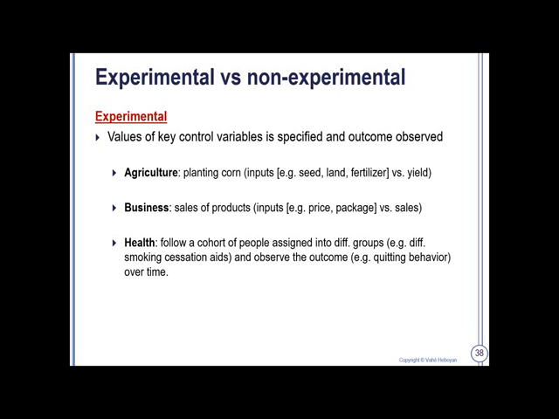Or in healthcare or public health, we might follow a cohort of people that are assigned into two different groups. The first one might receive different smoking cessation aids. For example, one can be a medication, the other one can be a referral to the quit line, and the other one can be behavioral therapy. What we are interested in is understanding how these different types of cessation aids impact the outcome of smoking, in this case, the quitting behavior over time. So again, we're experimenting. We are choosing multiple inputs, in other words, types of cessation aids, and then we are going to observe what the outcome is.